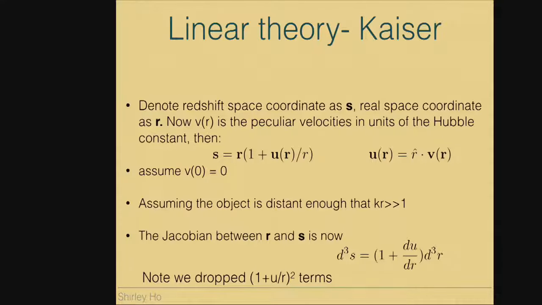So we'll go through a little bit of derivation of linear theory called Kaiser. It's basically developed by Nick Kaiser, 1987. The main assumption, the first principle assumed there, is that basically the galaxy numbers are conserved. So let's start. This is actually in your notes.